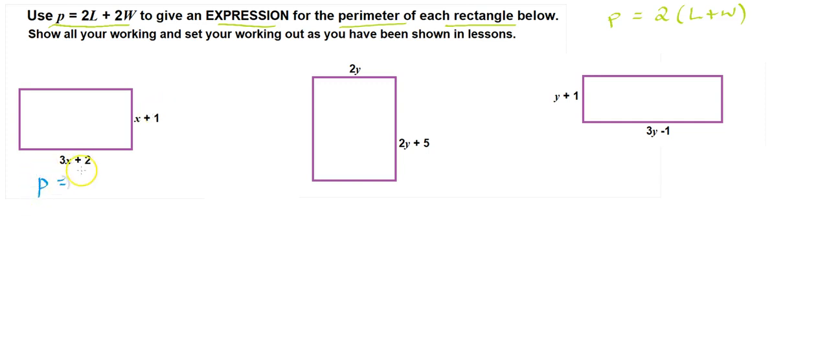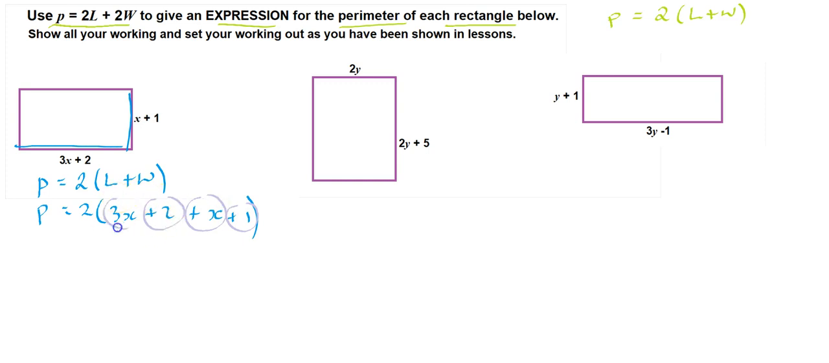So P equals 2 times (L plus W), which means, let's just plug in what we know. The length is 3x plus 2, and then we're going to add the width, which is x plus 1. So all we have to do, not to make a mistake, is identify all the different terms so we don't get confused. That's a positive. And now we just have to multiply out of those brackets.